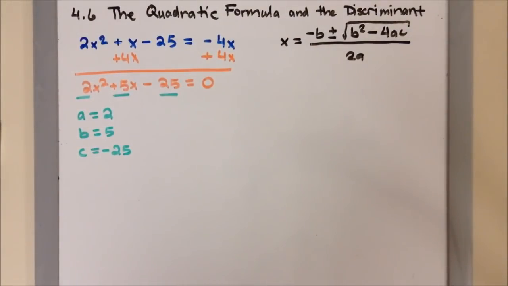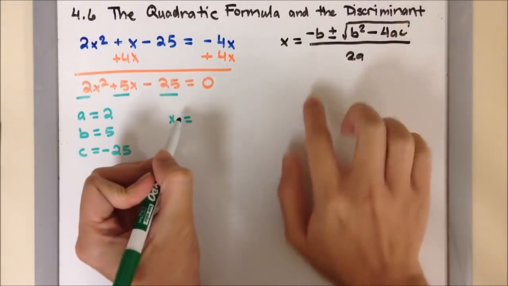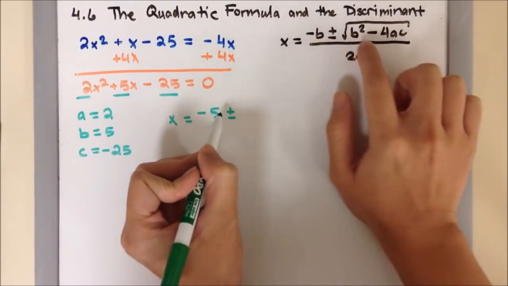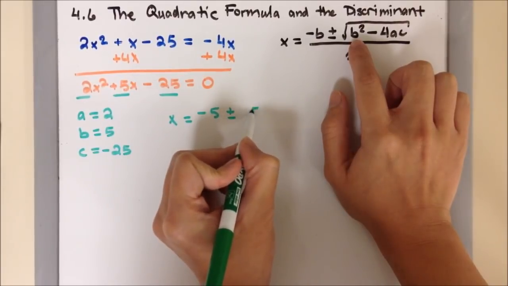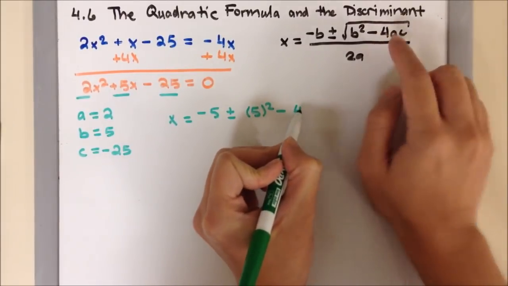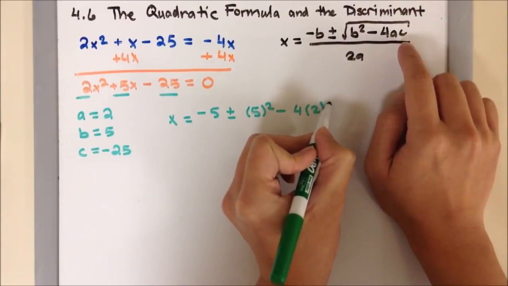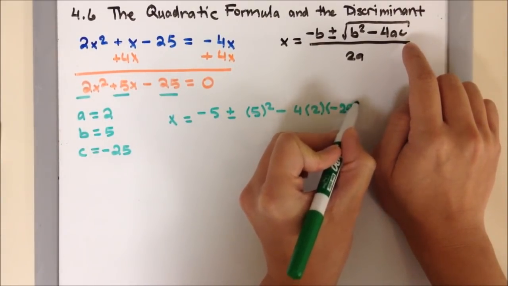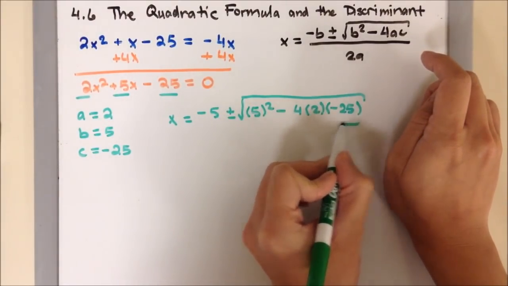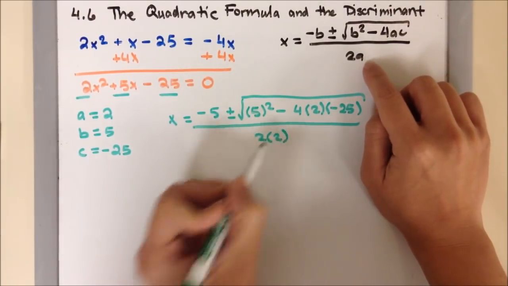Alright, so next we're just going to plug in ABC into the quadratic formula. X equals, so my negative from the formula and my B value is just 5, plus and minus the square root of B squared, so that means 5 squared, minus 4 times my A, which is 2, times C, which is negative 25, inside that square root, the whole thing divided by 2 times 2 because of my A value.